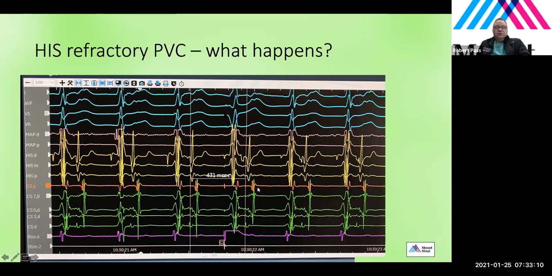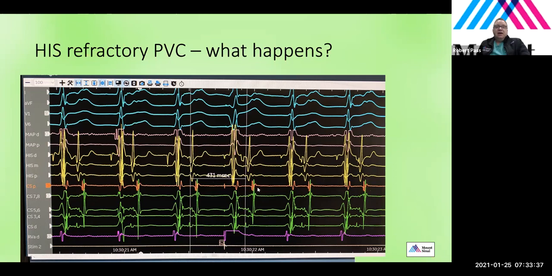Another clue to the fact that this is AVNRT is that the R to R interval was changing by about 10 milliseconds. That is what we sometimes refer to as cycle length oscillation, or a slight change in the R to R interval. That is much more common in AVNRT than in ORT. So those two facts made this seem very likely to be AVNRT and an atypical form.